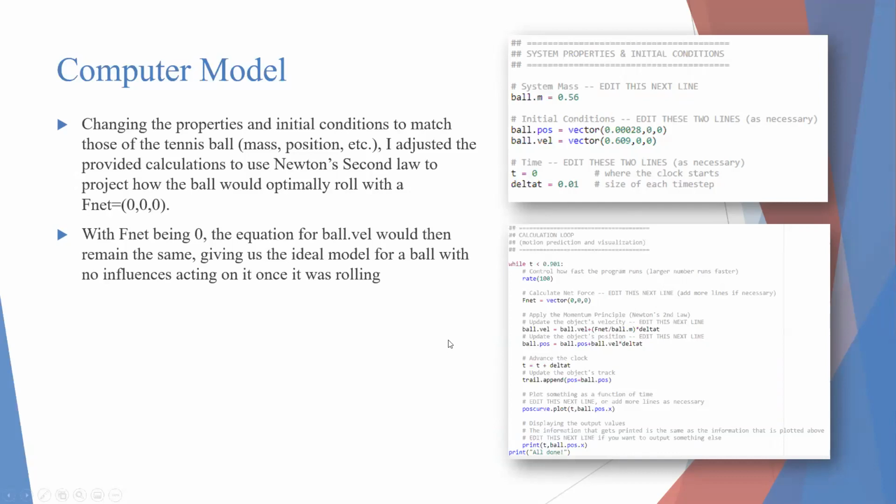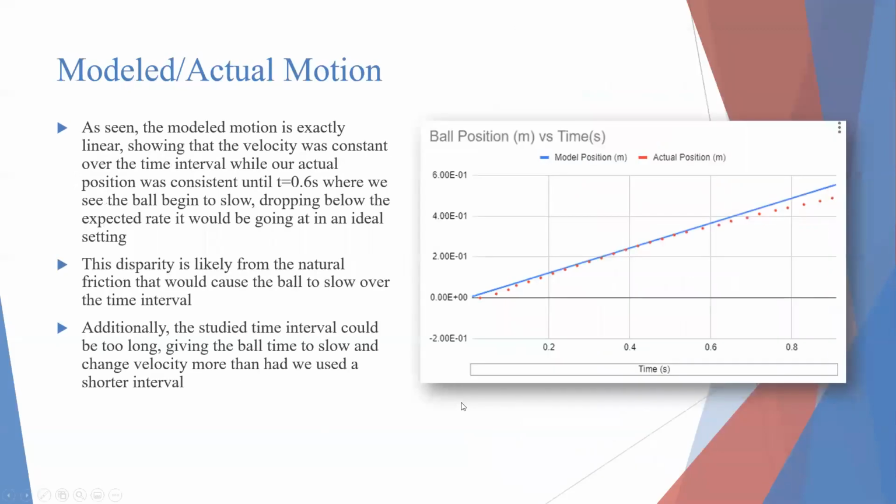So then for the calculation loop, we have t, like a while loop running for the time frame that we're working with, 0.901 seconds. And as you can see, the F net is going to be a vector of 0 because we don't want any outside forces in our system. So that's going to stay the same. And then as you see below it, the ball velocity, the formula is Newton's second law. And since the F net is actually just a 0 vector, we will have a constant velocity that doesn't change, and the ball's position, as the formula underneath says, will just go at the same rate over time. And we take that information and we compare it to the actual data in this next slide.